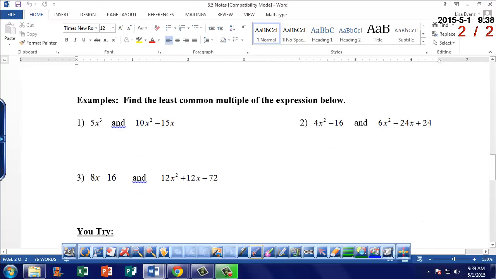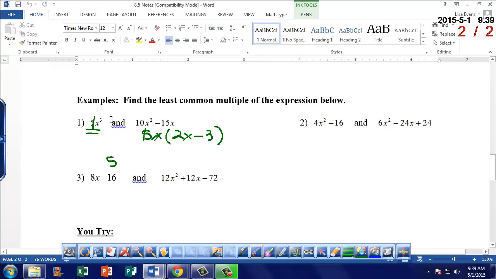Now, here's the first thing you should do. If you can factor it, factor it. So this first one, I can't factor it. I leave that alone. But the second one, I can take a 5x out. Now, when I take a 5x out, I'm left with a 2x minus 3. Now, here's what I like to compare. What do these two have the same of? They both have a 5. So we know our least common multiple is going to be a 5.